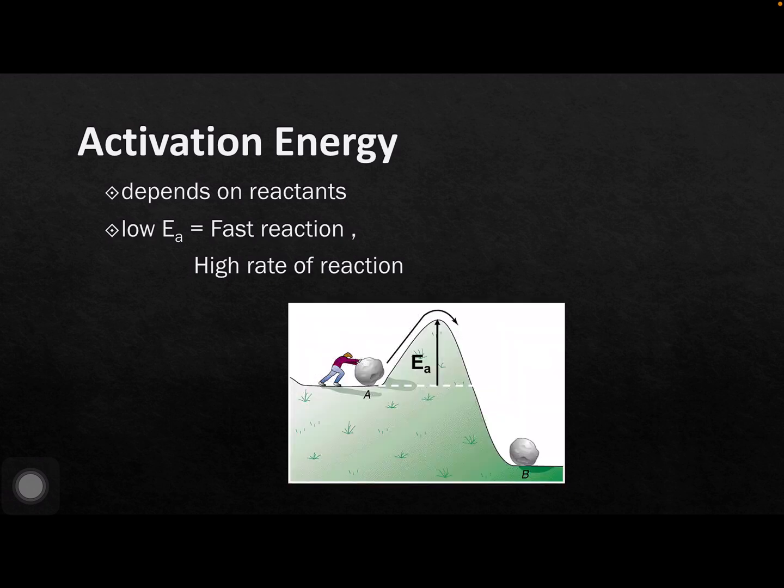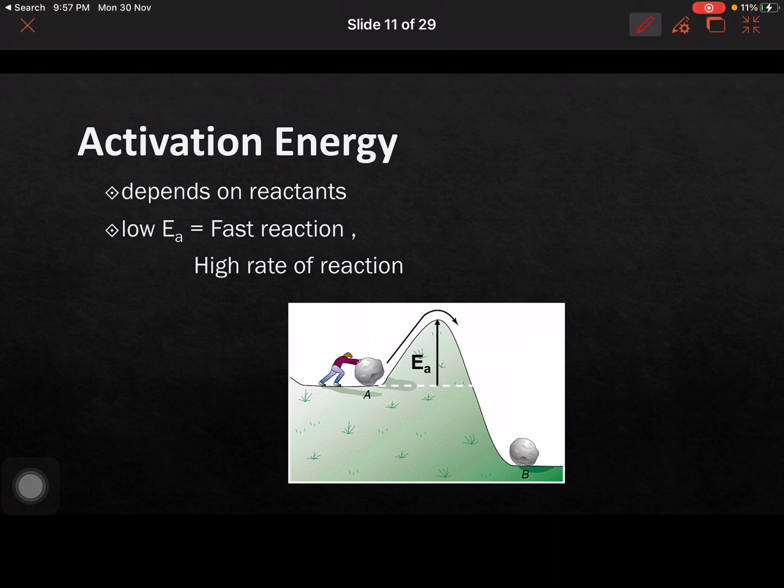Okay, different reactants will have different activation energy. So, sekiranya reactants tu ada low activation energy, maka kita katakan proses tu akan berlaku dengan cepat. This is a fast reaction. So, the rate of reaction will be higher. So, ini adalah gambaran untuk menunjukkan activation energy, EA.